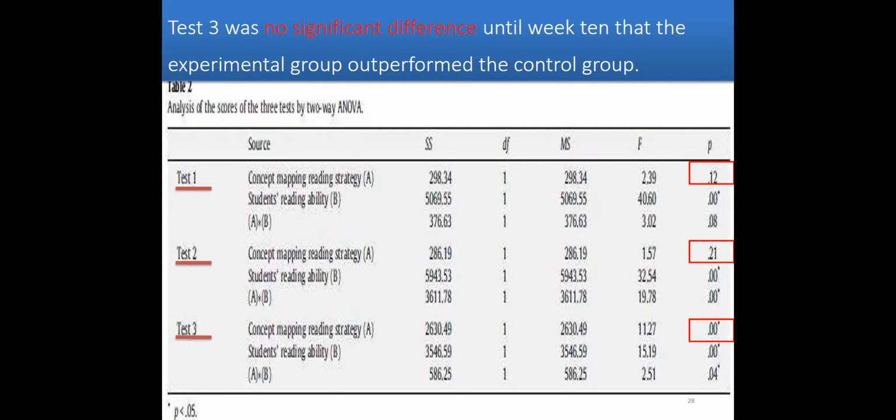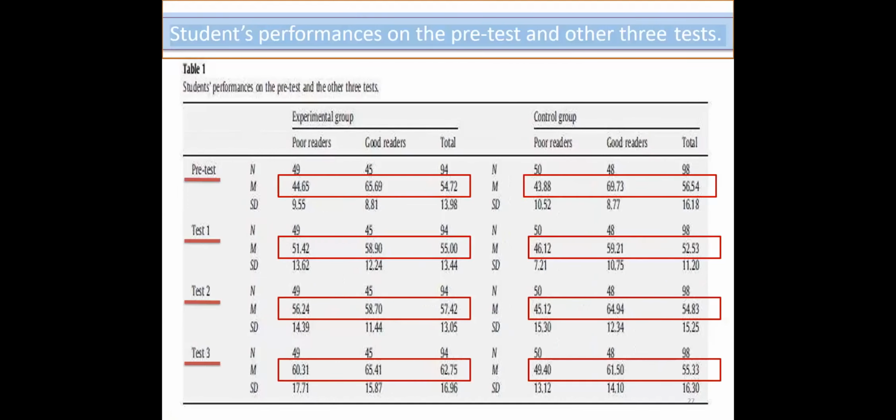So at the beginning with test 1 and test 2, maybe we do not really see the significant results. But when it comes to test 3, the effects show the difference and show effectiveness in using computer-assisted concept mapping. So when we come back to the first table, you will see that no significant interaction was found between the use of the concept mapping reading strategies and student levels, right?